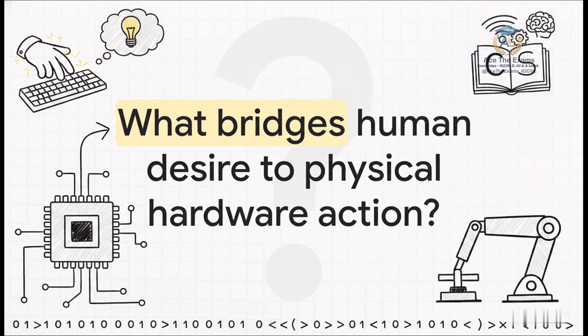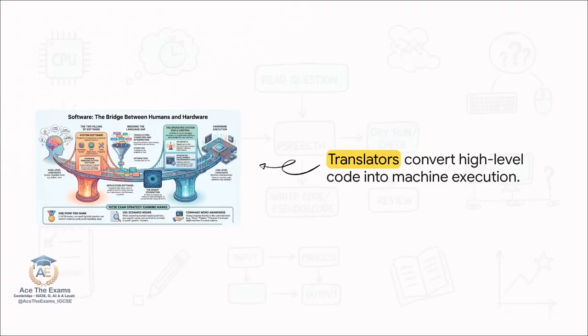We sit down, we type readable words on a keyboard, and suddenly a physical machine made of silicone and metal actually does something in response. It's kind of wild. But what exactly bridges human desire to physical hardware action? Think of software as a literal physical bridge. On one side, we have human thought and high-level human-readable languages, things like Python or Java. But the hardware execution on the far side, it only understands machine code, just raw ones and zeros.